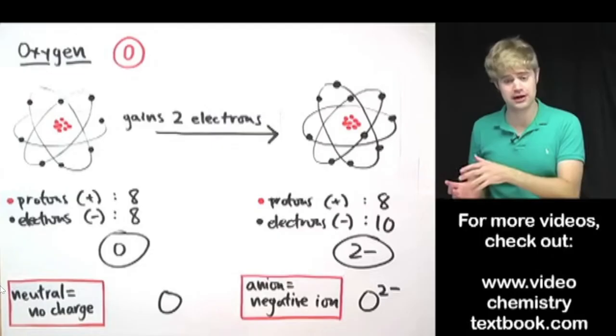Another way to do this is to say I have a negative ion. A negative ion is an anion, okay? Either way, whichever way you like, those are ways to remember that an anion is negative.